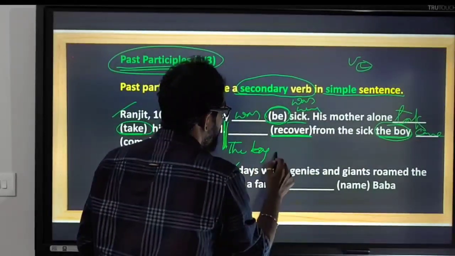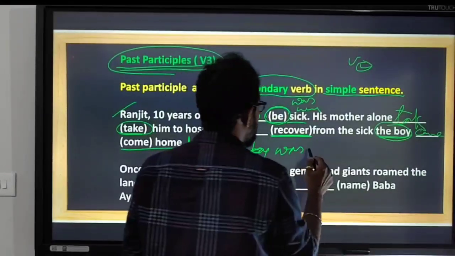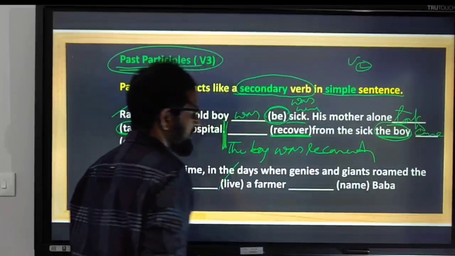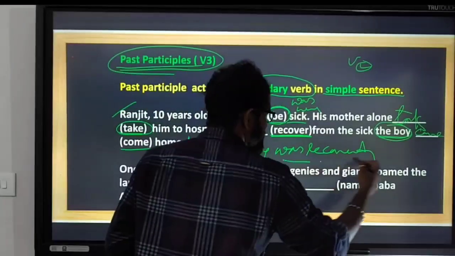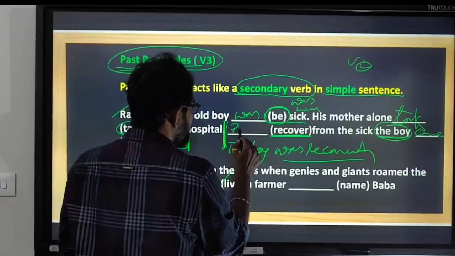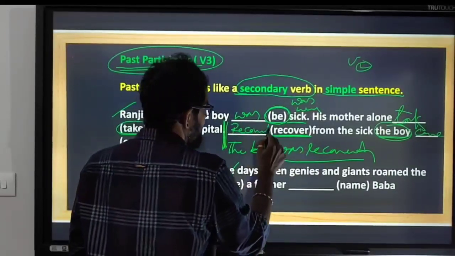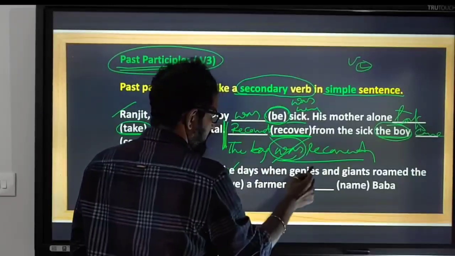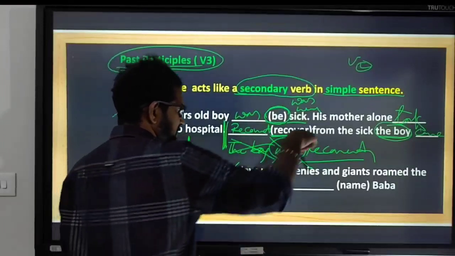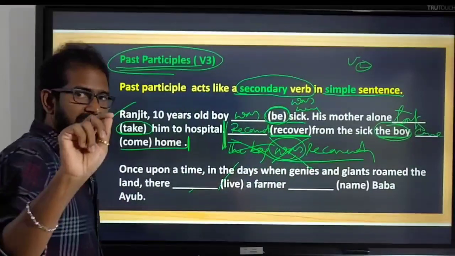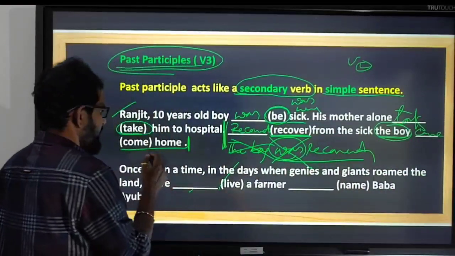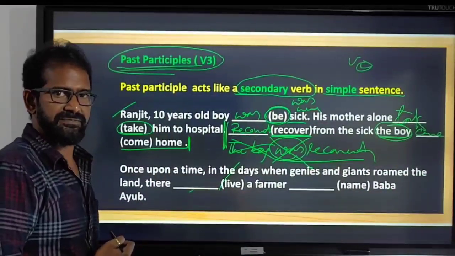The boy was recovered. The boy was recovered from the sick. So, passive voice. Now we need to use recovered here. In passive voice, we just remove the helping verb and the subject, and we use the past participle. Being a passive voice, we use the past participle. Recovered from the sick, the boy came home is the answer.